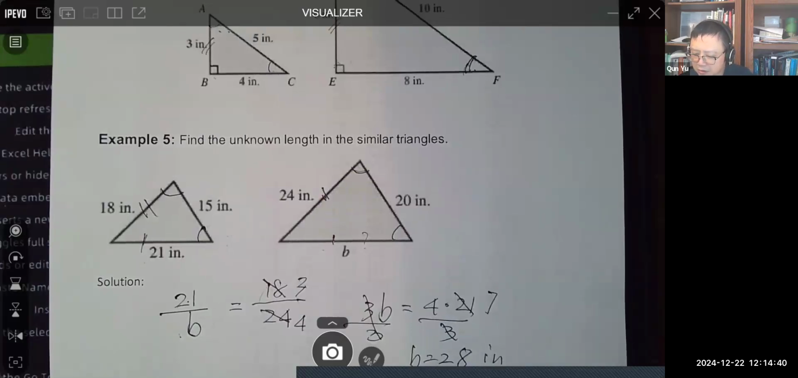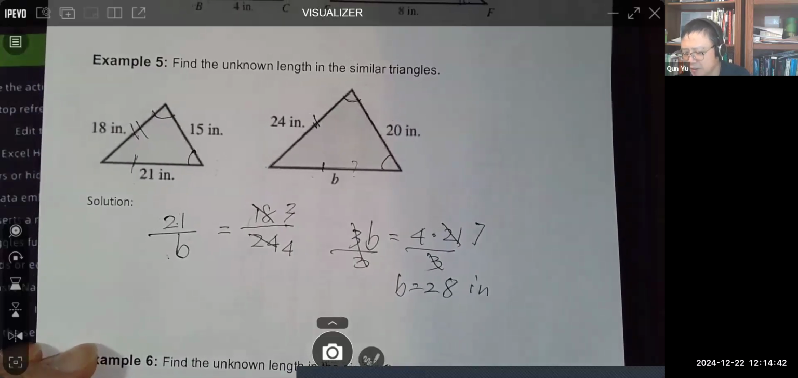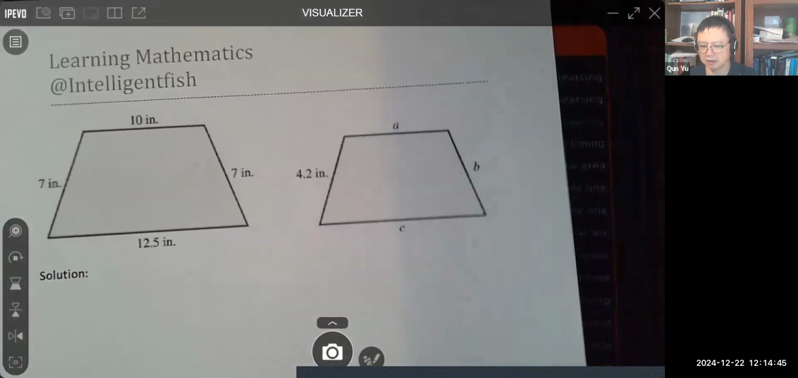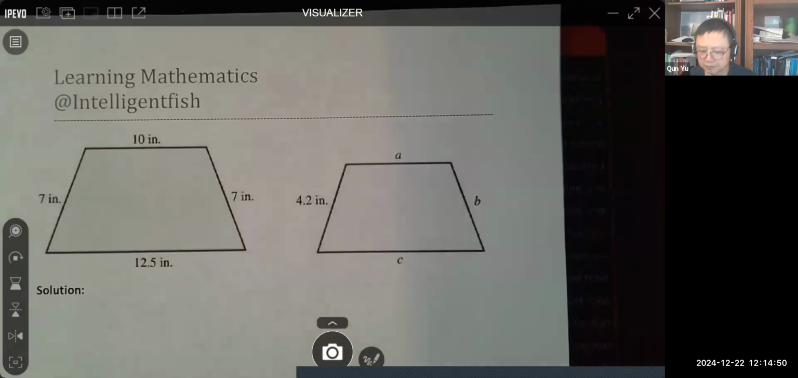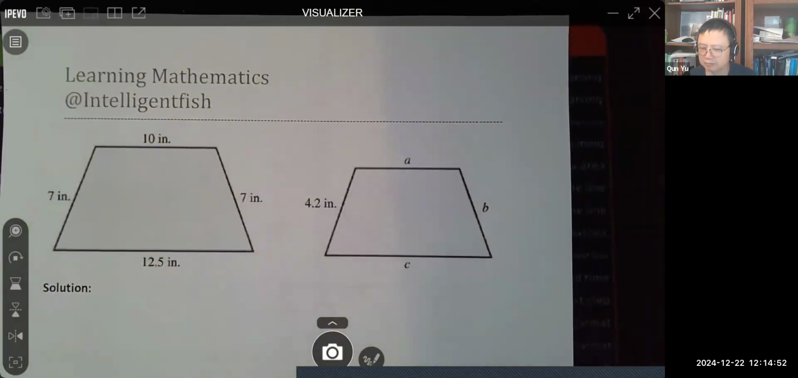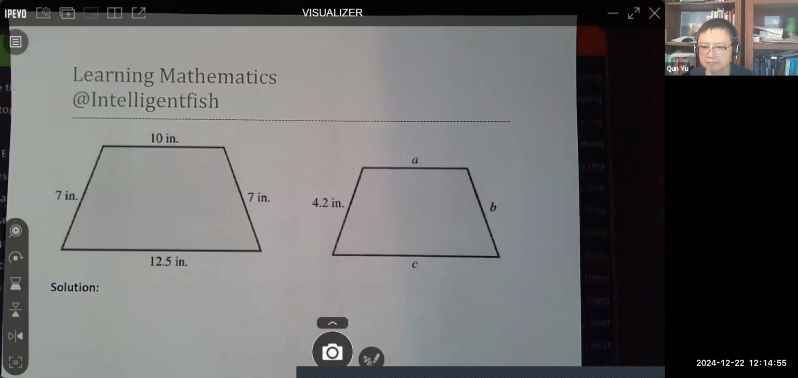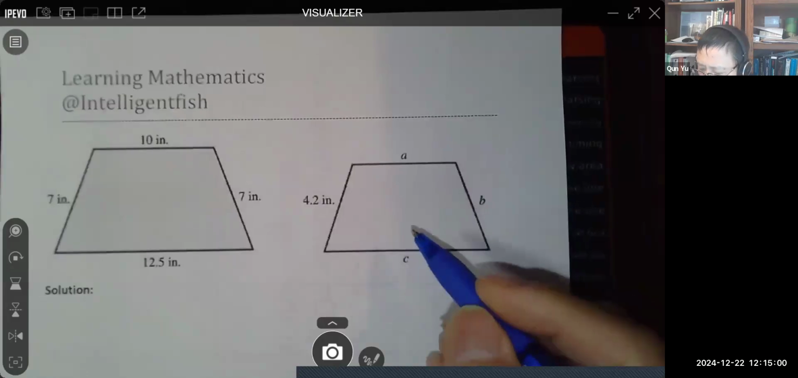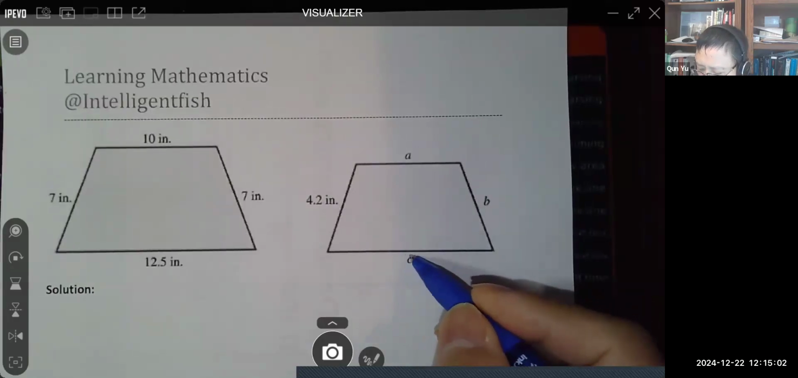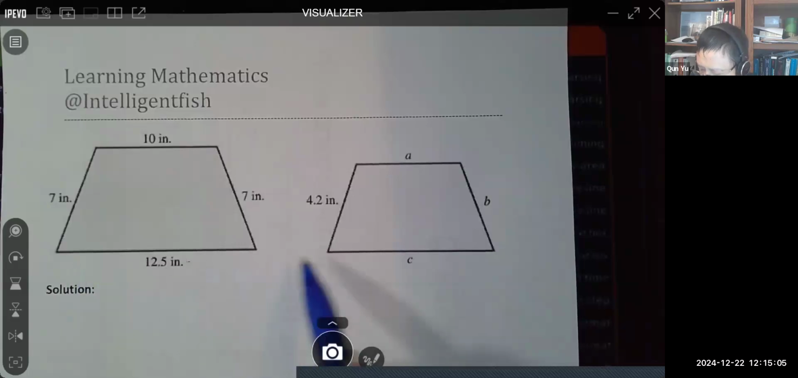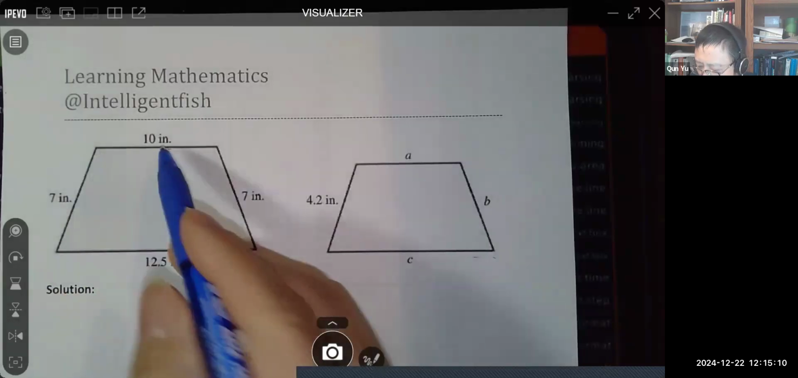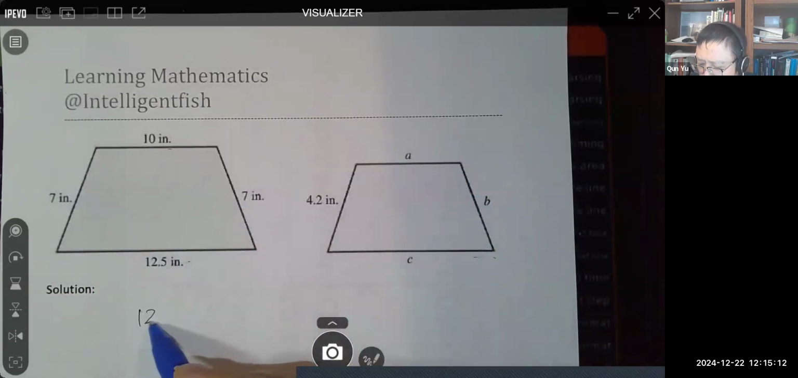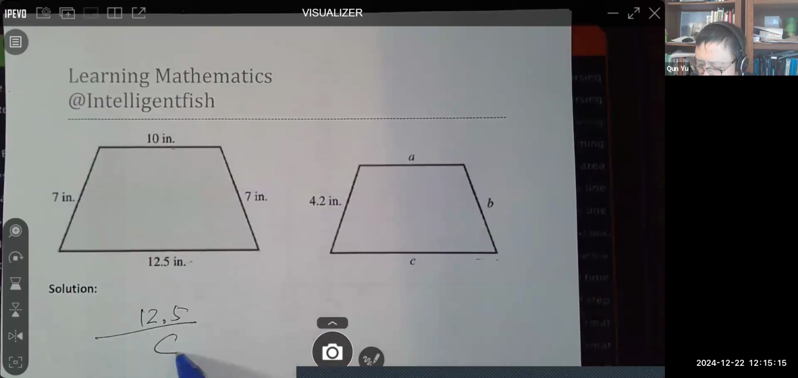Now, the last example, find the unknown length in the similar figures. We just have different figures. This time we have a trapezoid, a pair of trapezoids. Now we are told they are similar, so we just need to set a proportion. Apparently C is our unknown. C has to be in the setup, and this two is a pair because both are a longer base here. This is a shorter base, shorter base. So 12.5 over C, that's one setup.